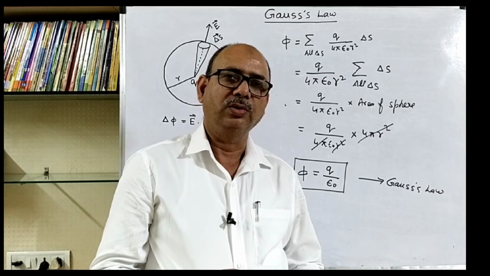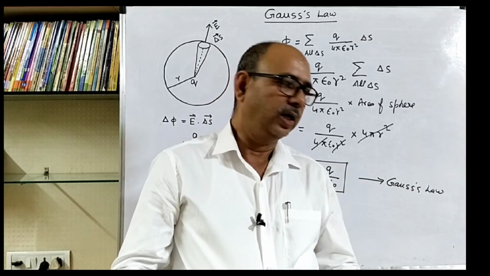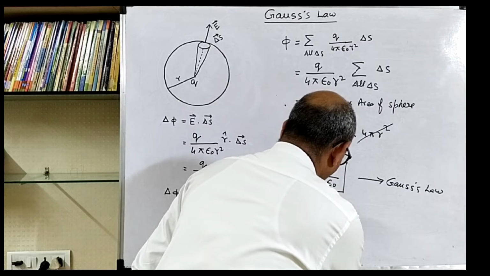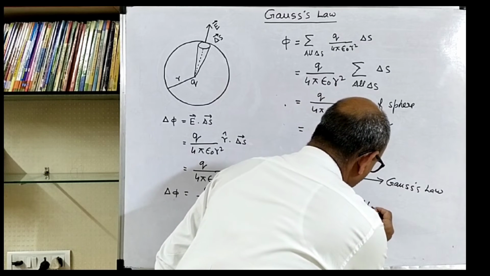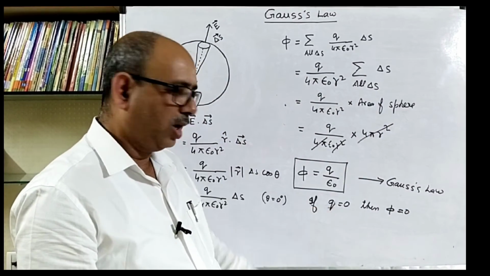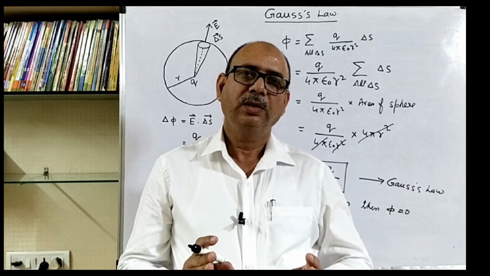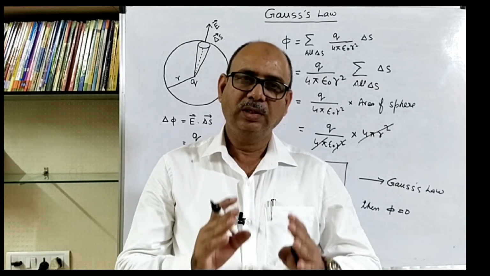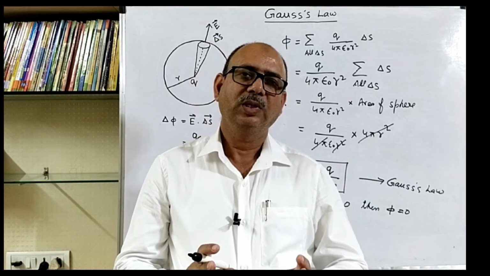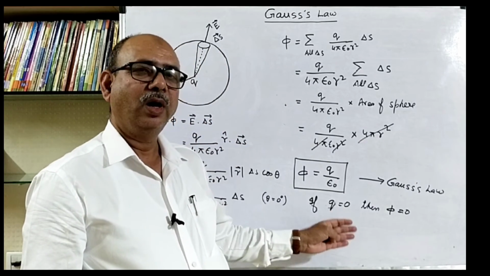If Q is equal to 0, that means inside the closed surface there is no charge. If Q is equal to 0, then phi will be equal to 0. This implies that the total flux passing through a closed surface will be 0 when there is no charge enclosed inside the surface. That means if the charge enclosed inside the surface is 0, the value of the flux passing through that closed surface will be 0. This is a very important and very useful law.